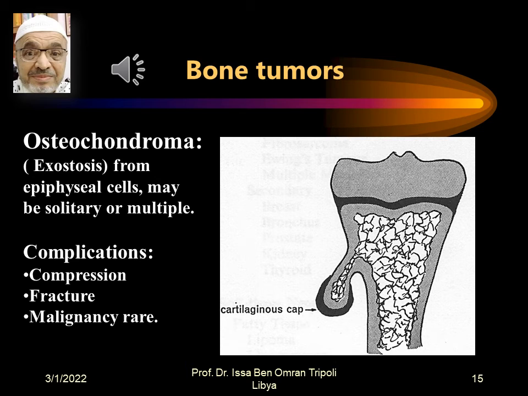The complication of this type of bone tumor is compression. It can cause compression on a nerve or a blood vessel, which can cause painful compression, or it can lead to fracture, pathological fracture. Sometimes it can be malignant. It can change to malignancy, which is very rare.